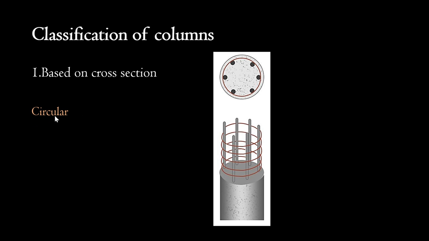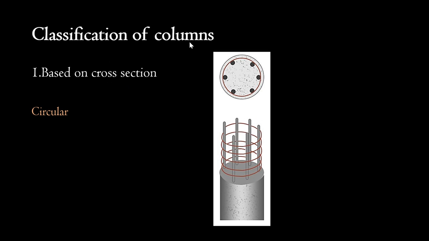Now the next one is classification of columns. First, based on the cross section, there is the circular column. You can see that, based on this cross sectional type, it is called a circular column, and here we need to provide a minimum of 6 longitudinal bars. You can see the lateral ties are provided like this.